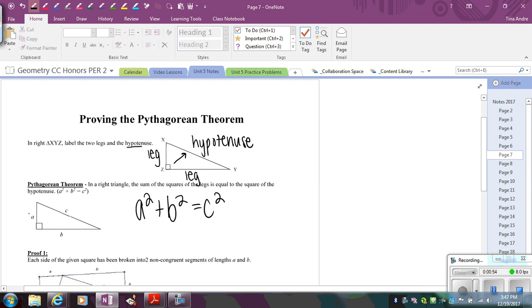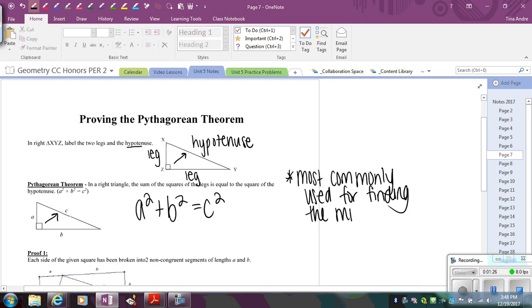And when we look at that, remember the legs A and B, you can interchange them. It doesn't make a difference, but the longest side always has to be the hypotenuse. So C always has to be the hypotenuse. And the most common use of the Pythagorean theorem is to find the missing side of a right triangle. So I'm going to just add that here. Most commonly used for finding the missing side of a right triangle.